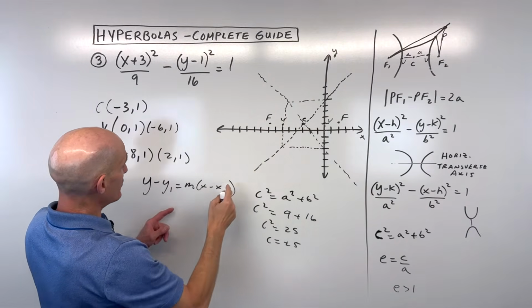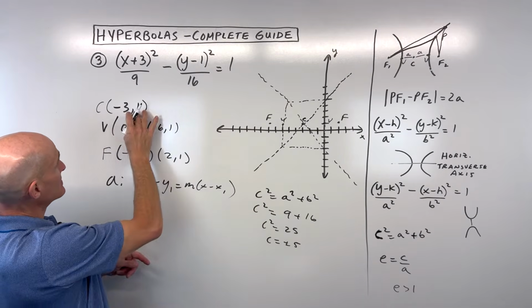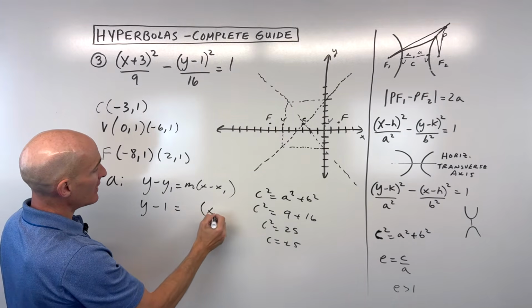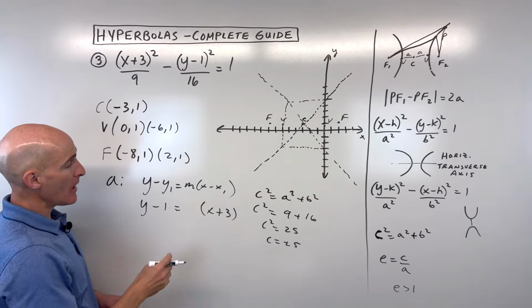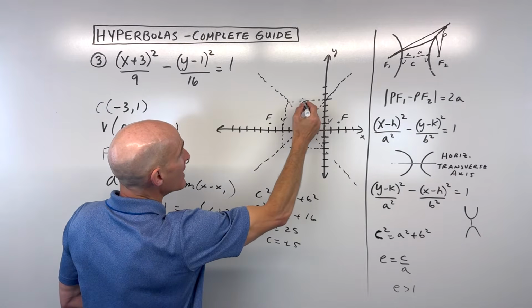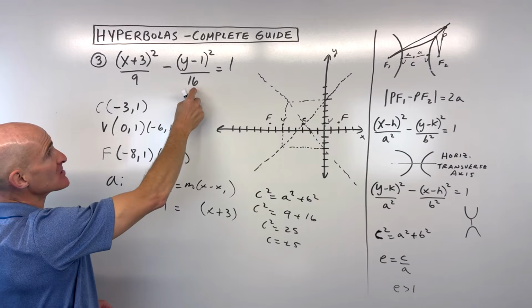Because it goes through the center, that's like our x1 and y1. So it's going to be y minus the y coordinate of the center and x minus the x coordinate of the center. Those two negatives cancel. The slope is the rise over the run, or you can do the number underneath the y divided by the number underneath the x. This would be 4 over 3.